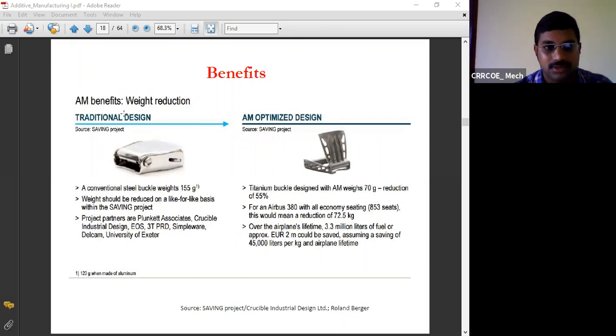So the traditional design. This is the buckle, your belt buckle or some other component. Here, the titanium buckle. Previously, they used steel belt buckles with a weight of 155 grams. So the weight should be reduced on a like for like basis.